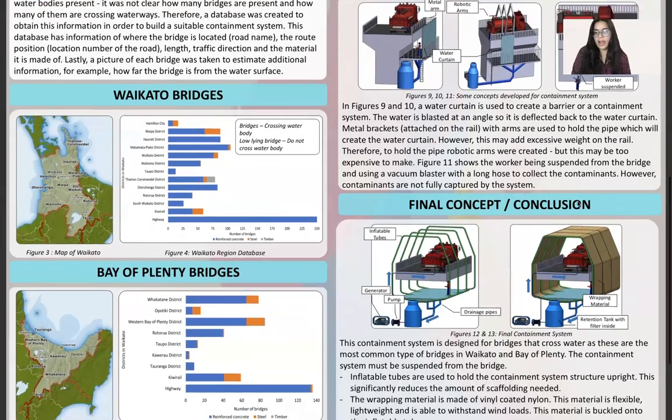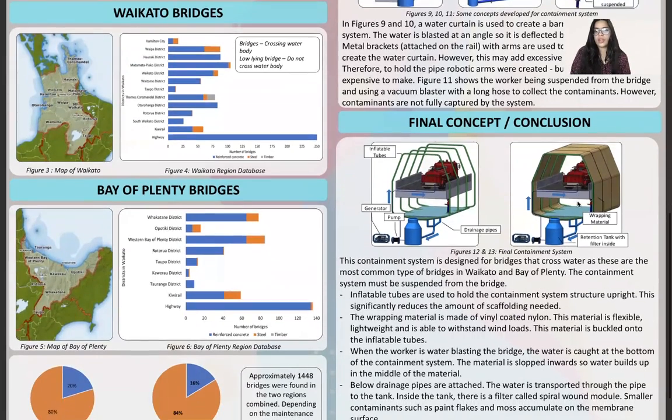So in my final concept, this was catered towards bridges that cross water, as this is the most common type of bridge found in these two regions. So instead of having scaffolding, there are inflatable tubes attached around the bridge, and the material, which is vinyl coated nylon, is attached onto the inflatable tubes and contains the contaminants.